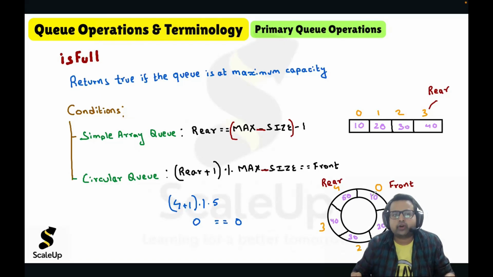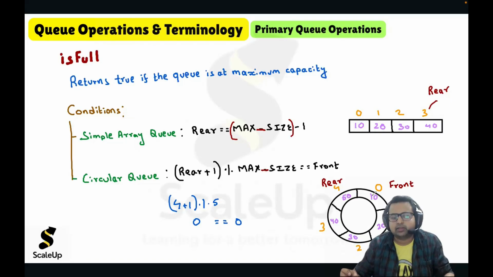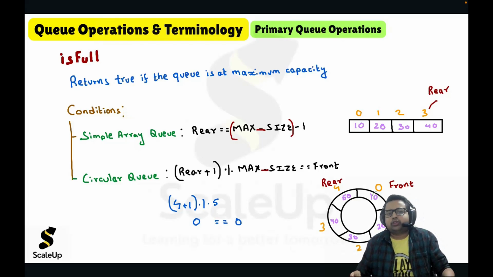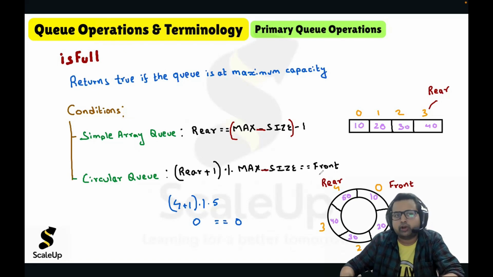So the conditions for is full are important. For a circular queue, if rear plus 1 modulus max size is equal to the front index, then the circular queue is full. And for a simple array queue, the condition is rear equals max size minus 1. So this is the is full operation.